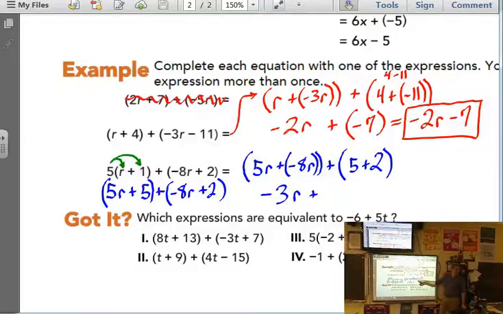Then I had $5 and somebody gave me $2. I now have $7. And this is done. Because I just have negative 3r plus 7, we're good. It's as cleaned up as I can make it. Any questions?